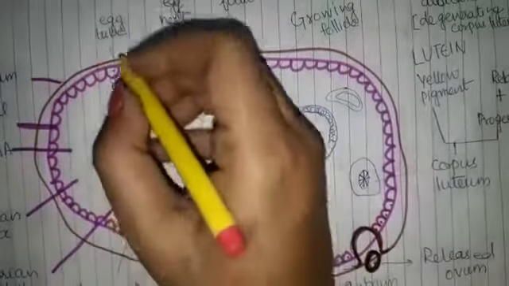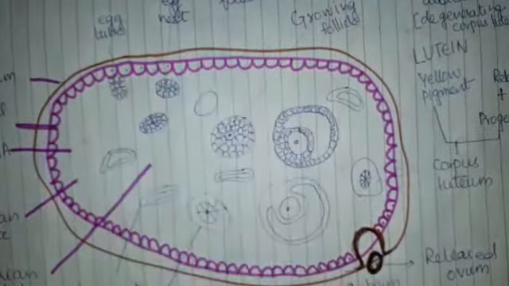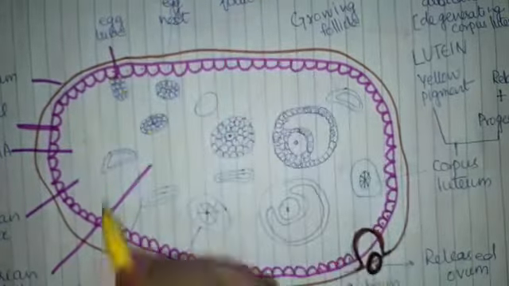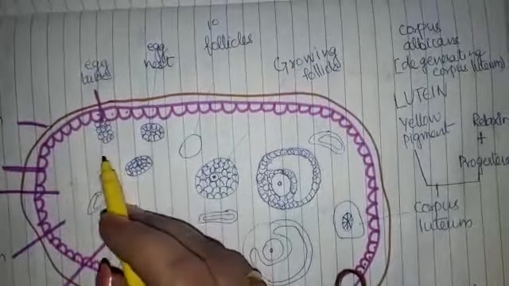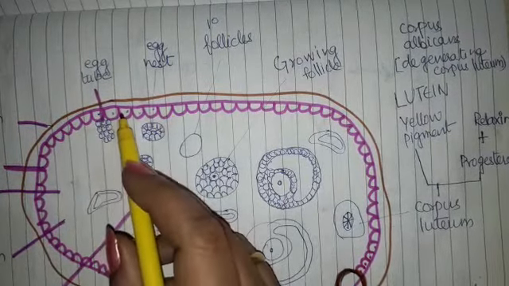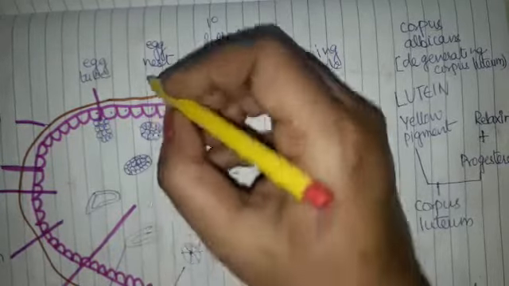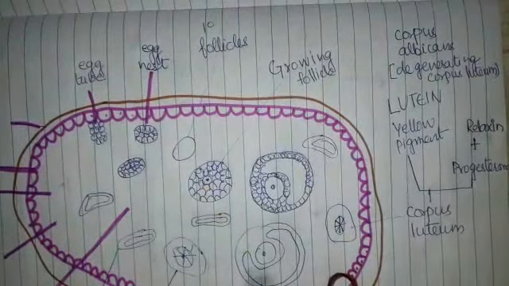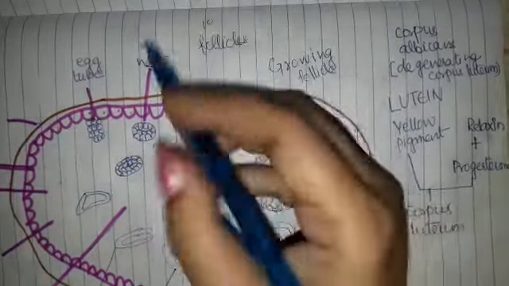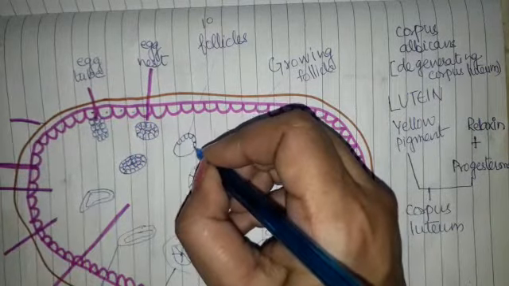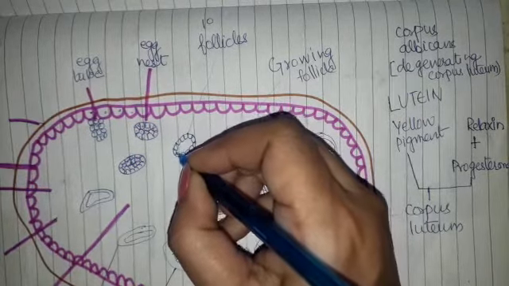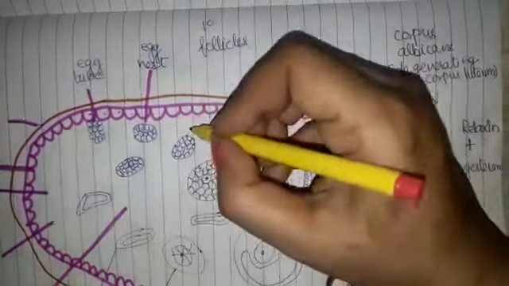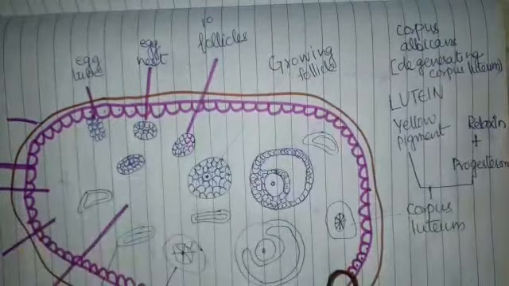In the cortex region, we can see the cells of the germinal epithelium. They divide mitotically and they form a group of cells which is called egg tube. The cells of the egg tube get separated from the germinal epithelium and they form a cluster of cells, that is egg nest. And these cells continue to grow inside the stroma as the primary follicles.